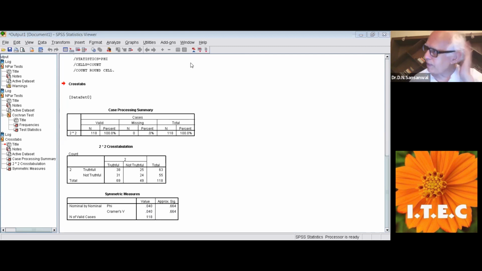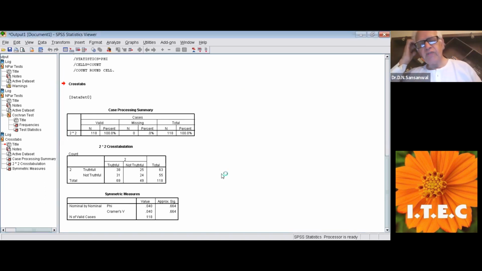No, Jyoti, you have to practice, because it is a software. So you must know which statistical technique is given under which. You keep on practicing, you will understand.